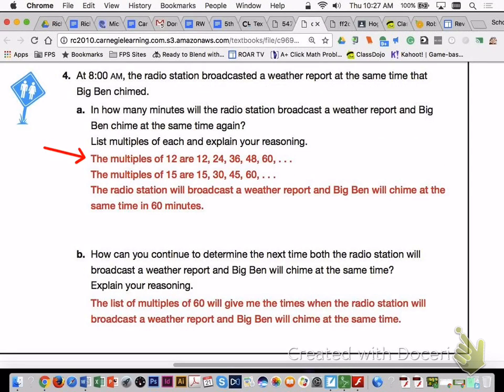For number 4, letter A, the list of multiples of 12 are 12, 24, 36, 48, 60, etc. The multiples of 15 are 15, 30, 45, 60, etc. So the radio station will broadcast a weather report and Big Ben will chime at the same time every 60 minutes. For letter B, the list of multiples of 60 will give me the times when the radio station will broadcast a weather report and Big Ben will chime at the same time.